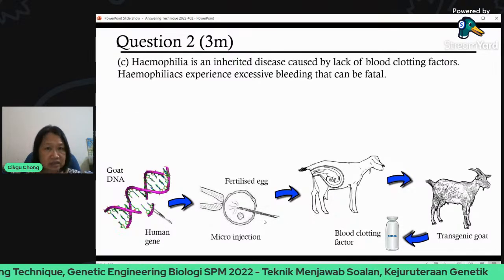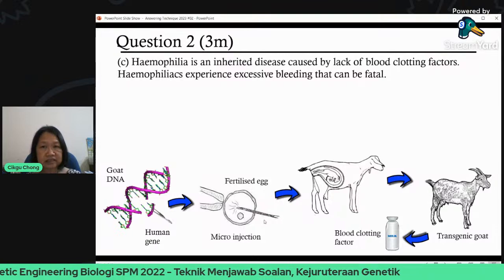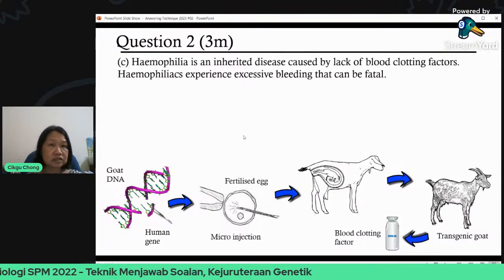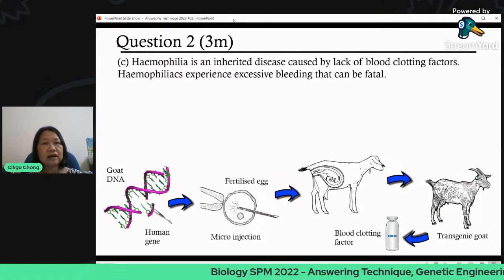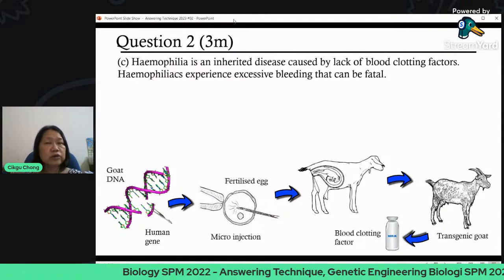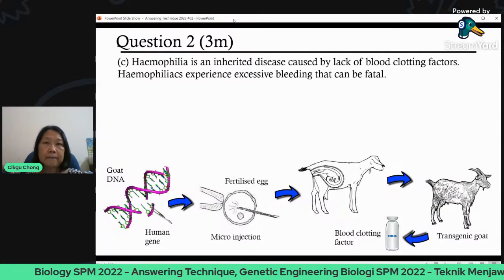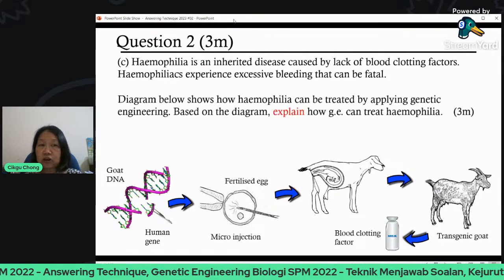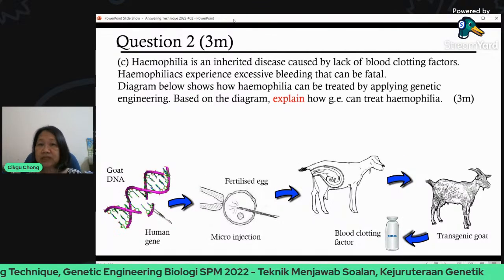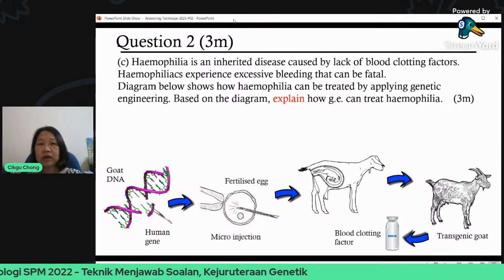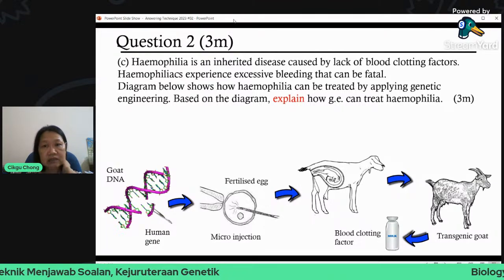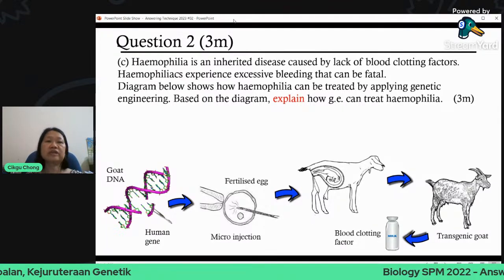Hemophilia is an inherited disease caused by lack of blood clotting factors. Okay, so hemophiliacs are people who are not able to produce the protein to clot the blood. Okay, so there is a problem with blood clotting, the ability to clot blood is lacking. So the hemophiliacs will experience excessive bleeding that can be fatal. So it can cause death. So the diagram below shows how hemophilia can be treated by applying genetic engineering.